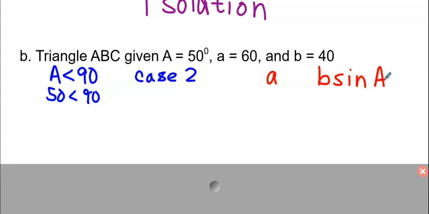So we automatically go there, A and B sine of A. We're going to fill that in, and we're going to figure out what is really happening here. So with that, we know A given to us is 60. Your B is 40 sine. Your A is 50.